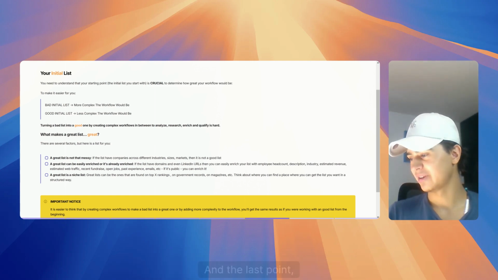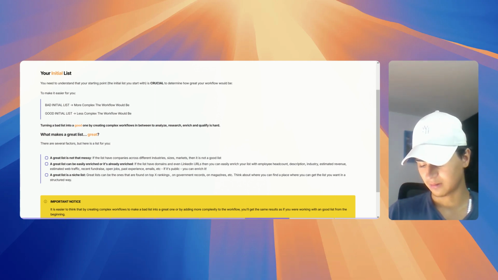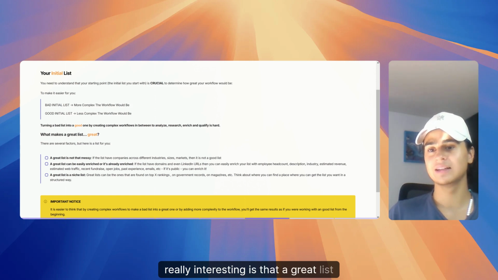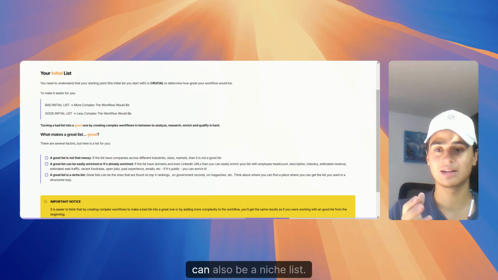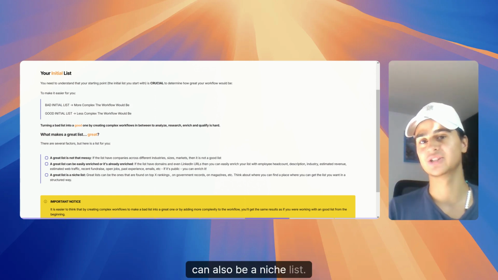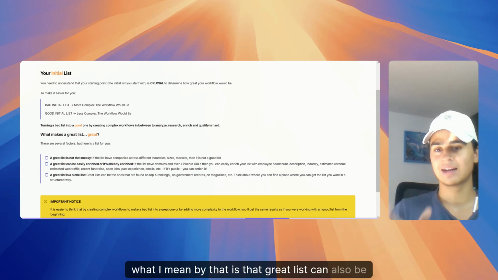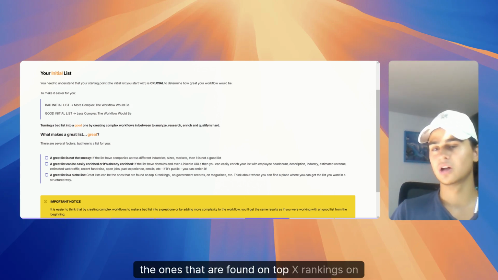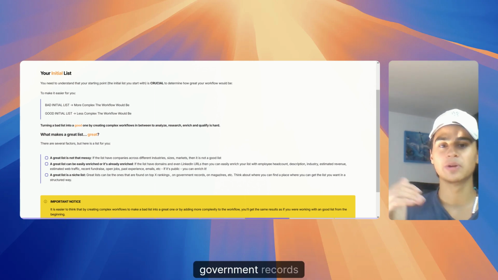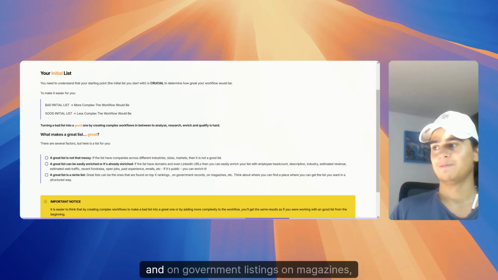And the last point, and this is something really interesting, is that a great list can also be a niche list. And what I mean by that is that great lists can also be the ones that are found on top X rankings, on government records, on government listings, on magazines.